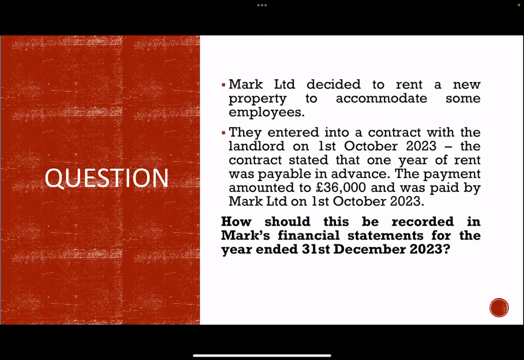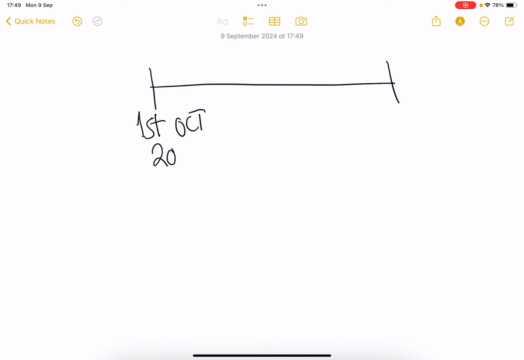So let's use our beautiful whiteboard to draw a timeline. That's the 1st of October 2023. We have a 1-year contract. It means it's going to end on the 1st of October 2024. Before we continue the timeline, I'm going to give you 5 minutes to discuss the case.